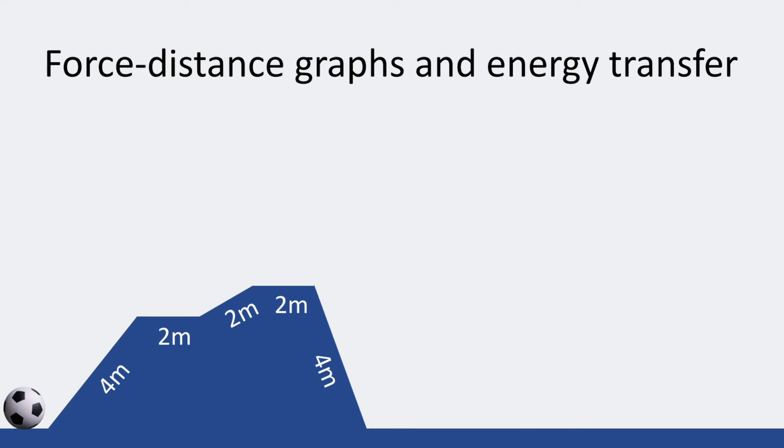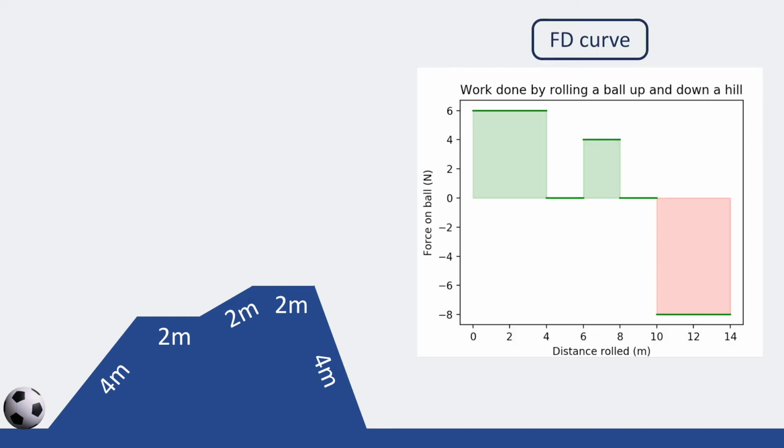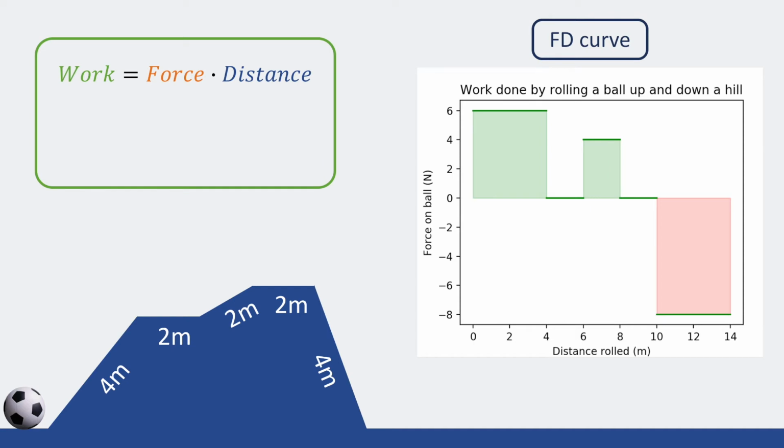Now let's discuss the concept of force-distance graphs and how energy can transfer between kinetic and potential energy. Here we have a ball that's approaching a funnily shaped hill. And we also have a graph here that describes the force that needs to be put on the ball as a function of distance rolled to get it past the hill. What will be the work done on the ball at each stage? Well, we know that work is equal to force times distance. And the force is described in the diagram, and the distance is also described in the diagram.